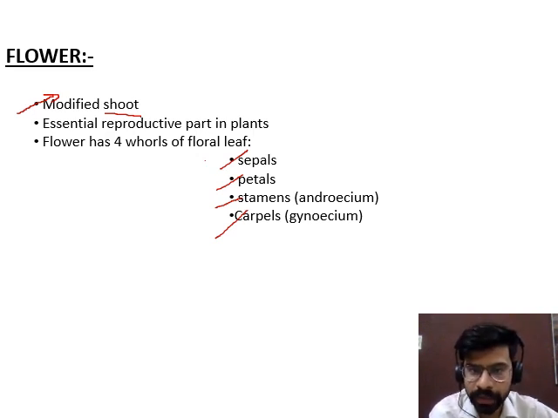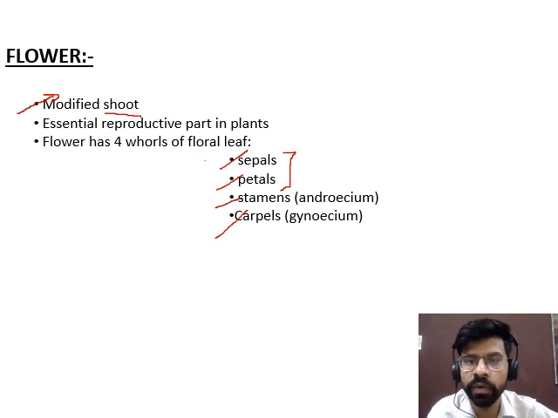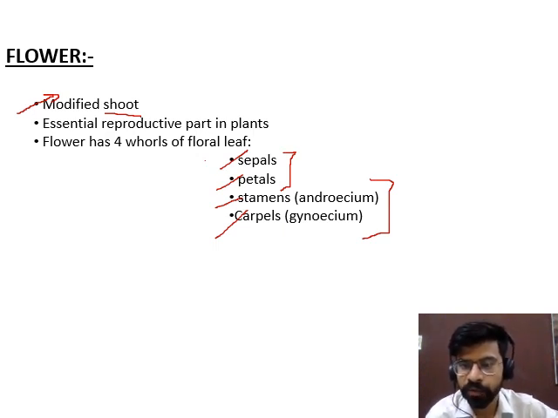Sepals and petals are non-essential parts. Note down, sepals and petals are non-essential parts, whereas stamen and carpel are essential parts. Now what does essential and non-essential mean? An essential part is that without which sexual reproduction cannot take place. It means if an essential structure is absent, sexual reproduction will not take place.